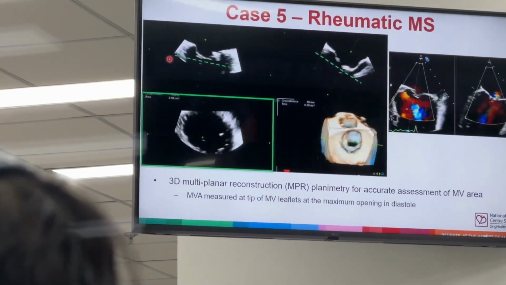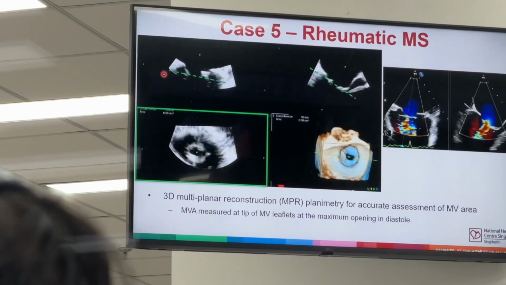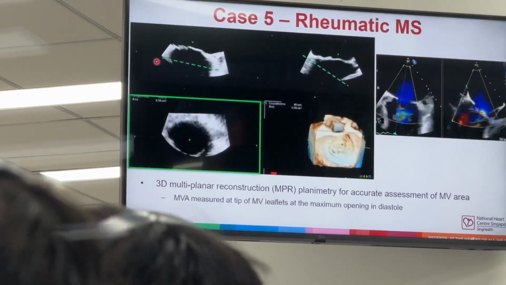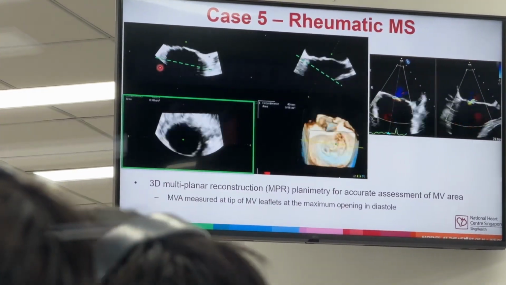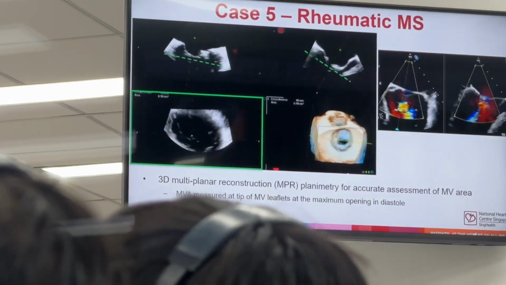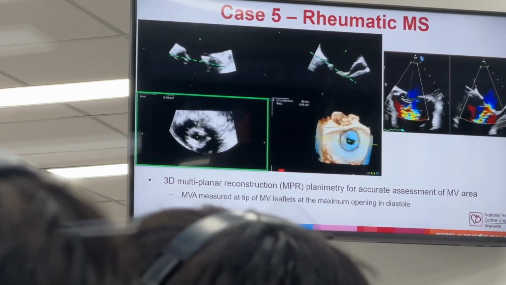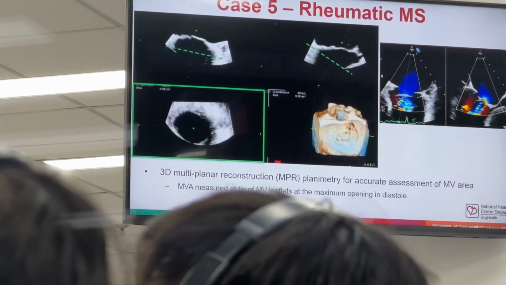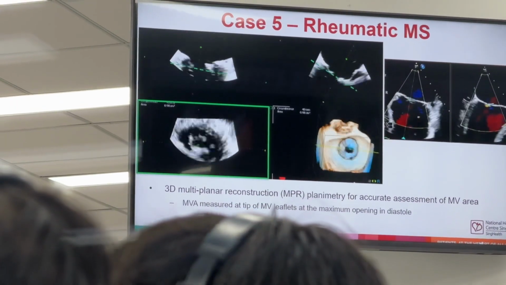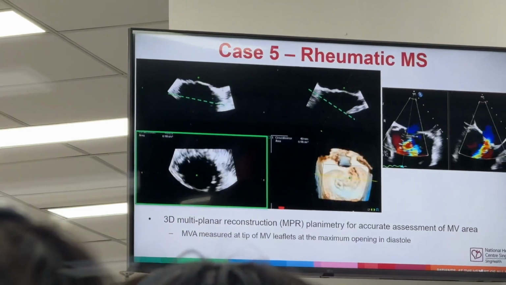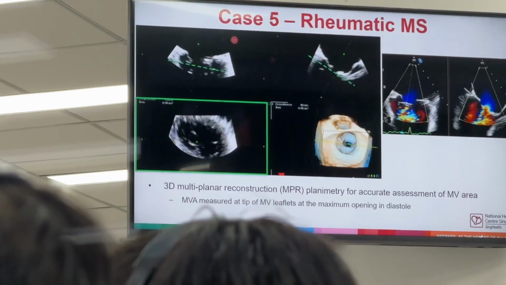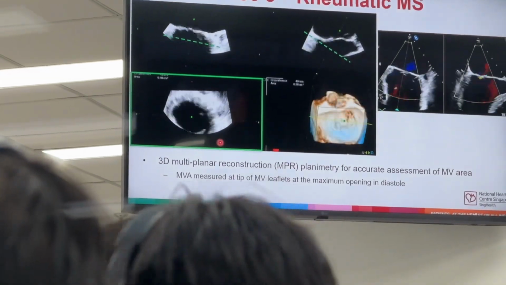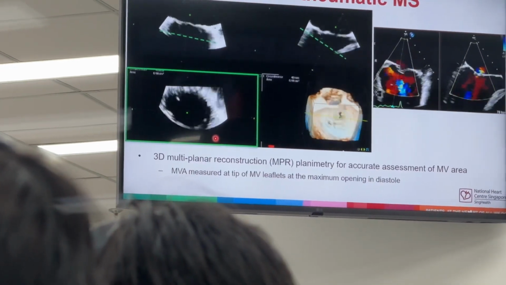This is the image of the same patient. You can see here where I draw the green line. We are actually trying to cut exactly at the tip of the mitral valve leaflet during the maximum opening in diastole to really get the accurate mitral valve area measurement.